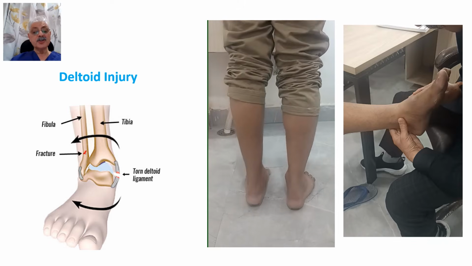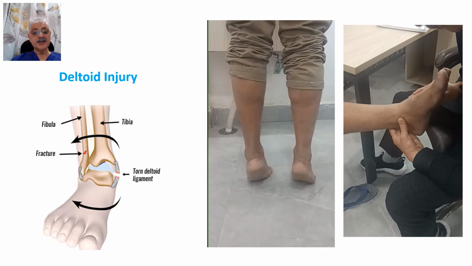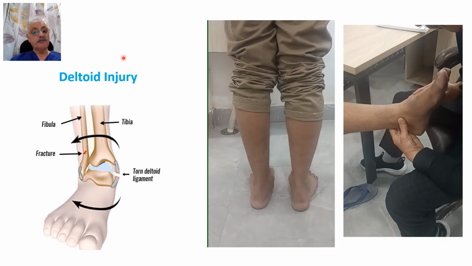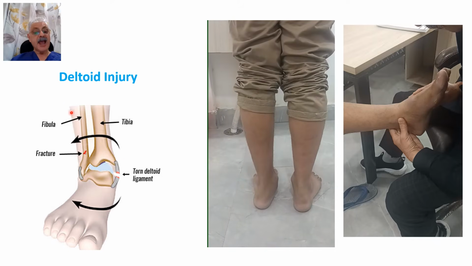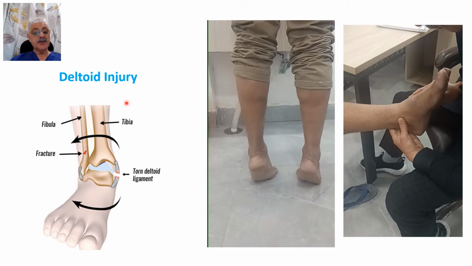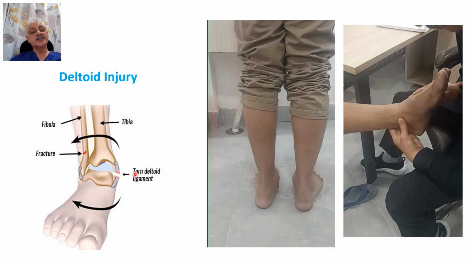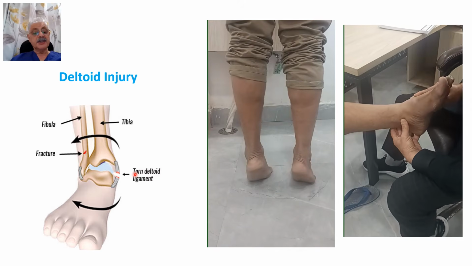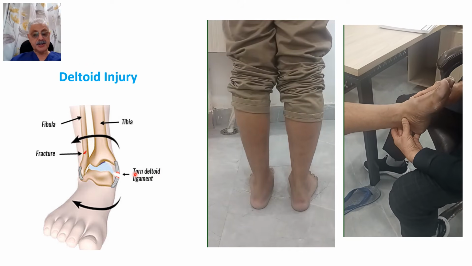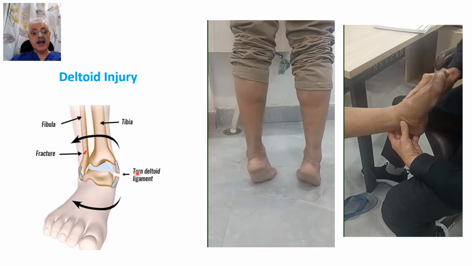It is not uncommon to see medial instability, and it is often due to a deltoid injury, which may be associated with ankle fractures, or it may be an isolated injury. Sometimes ruptures of the deltoid are seen in flatfoot patients in the later stages.